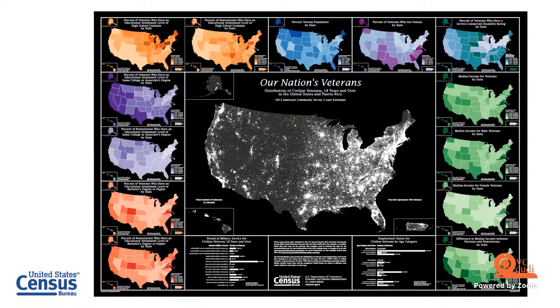This is a really neat map poster that we created for Veterans Day several years ago. It includes a dot distribution map as the main map in the middle of the page, which shows the distribution of veterans in the US and Puerto Rico. Around the edges, you can see various smaller choropleth maps, highlighting data such as education and income for the veteran population at the state level. It also includes charts highlighting military service and employment status.